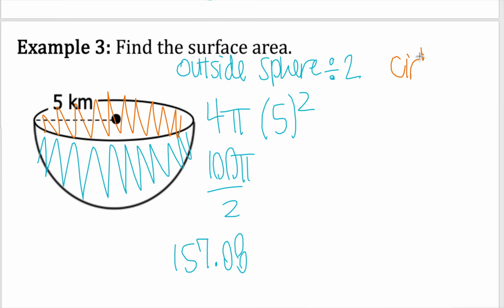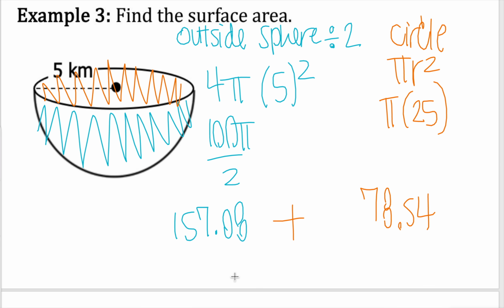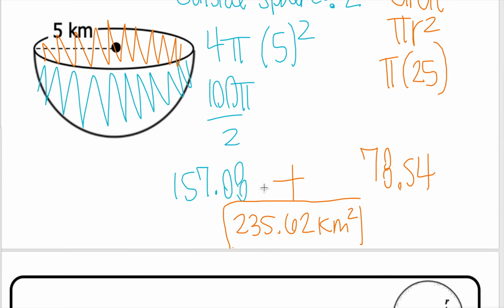But now we want to think about, what's the surface area of my remaining circle? The circle is still going to be what we learned in the very beginning, pi r squared. So pi times 25 is going to give us 78.54. When we add those two together, that gives us our surface area of 235.62 square kilometers. So the only tricky part is remembering to divide by 2 and then adding on the extra part of that circle at the top.